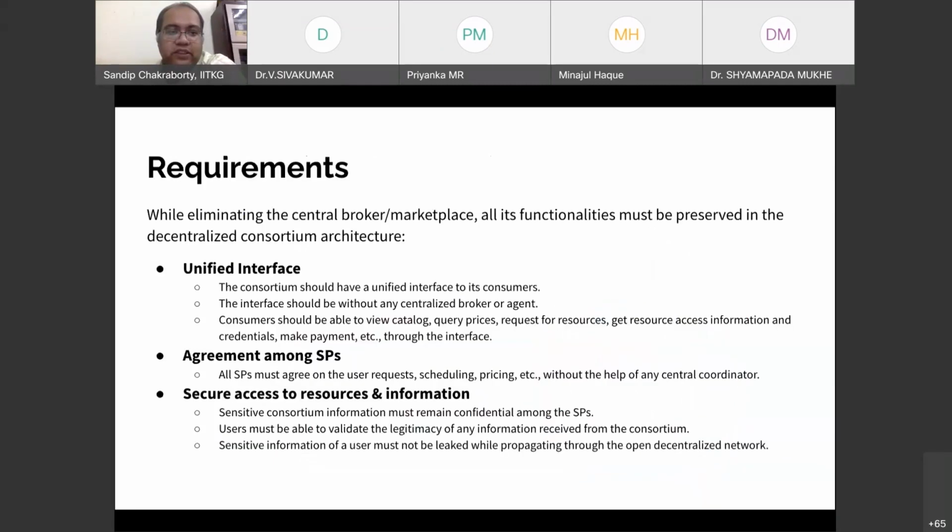But the requirement is that we need to have a unified interface through which the consortium members can communicate with each other, and the consortium members can share the information with the customers. There needs to be a way to have an agreement among the service providers. Let's say, for example, for a particular product, what is going to be the common price and so on. And you need to provide secure access to the resource and information.